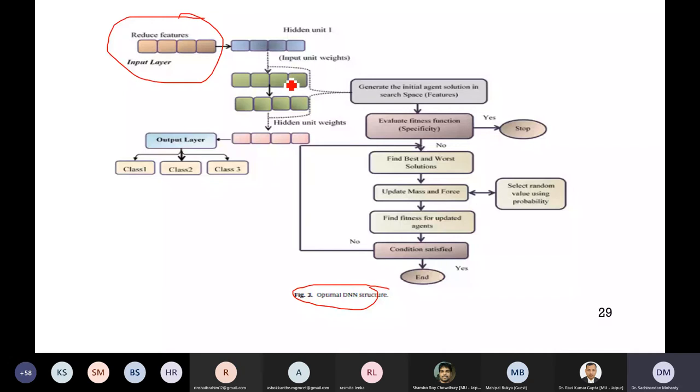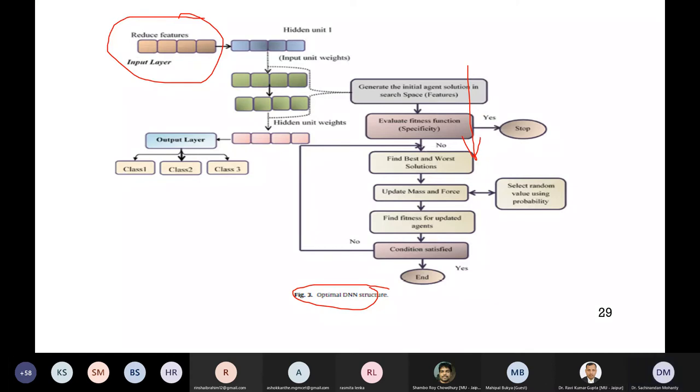And the hidden layers we are considering are five hidden layers. Then we determine which class it belongs to, whether malignant, normal, or benign. That we have to find out. And this is my structural representation. How do you evaluate the fitness function, find the worst solution, update the mass function and the fitness value of each attribute? Then you select a random value using the probability. By using the hidden layers, we get the output on the basis of which layer the data points belong to.